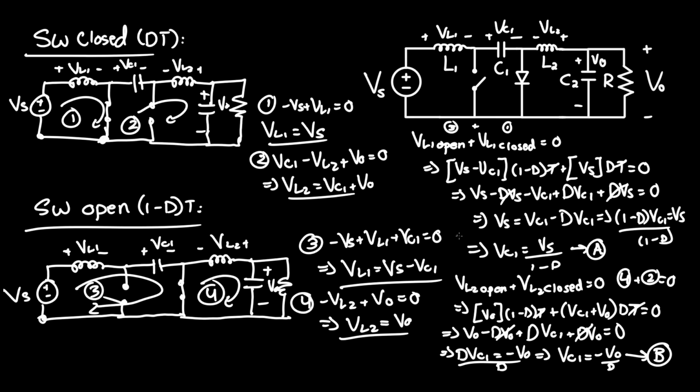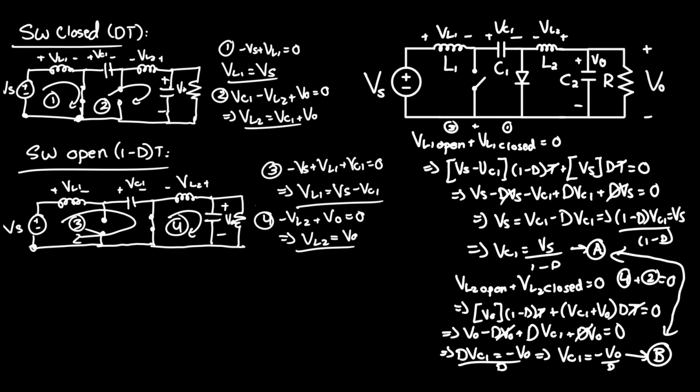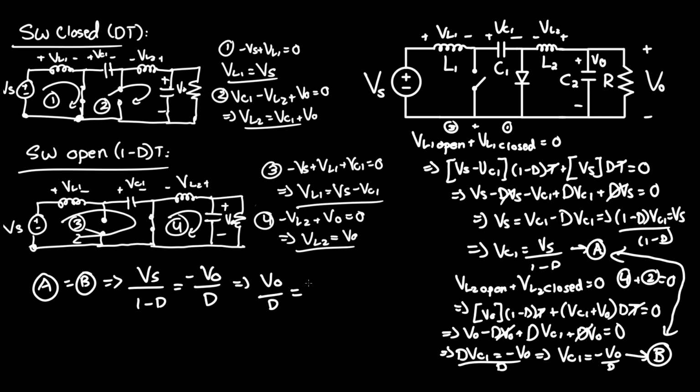And as you can tell, equations A and B have a common term of Vc1. Now I'm going to make some space so we can finish up the problem. Okay, now that I made some space, we can set equation A equal to equation B, since they both have Vc1. Doing that, we have Vs over 1 minus d equals negative VO over d. If you want the output VO in terms of Vs, all we got to do is multiply both sides by negative 1. So we get VO over d equals negative Vs over 1 minus d.